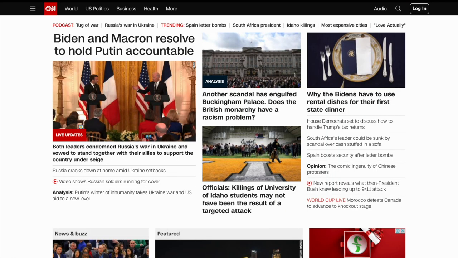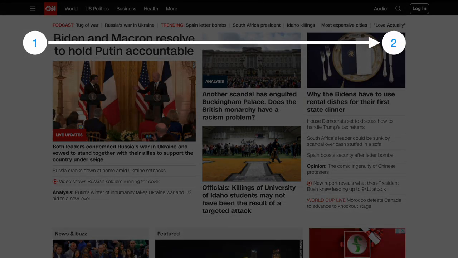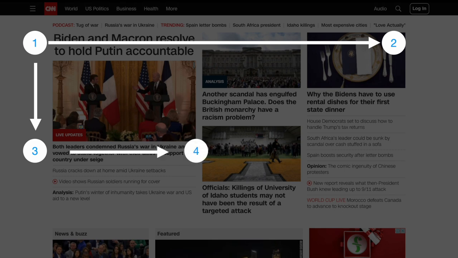Let's see how the F-shaped pattern works on the CNN website. When visitors land on a CNN page, they first read a horizontal movement across the upper part of the page. This eye movement forms the top part of the letter F. Next, they scan a vertical line down to the left side of the screen, looking for points of interest on the page. When they finally find something interesting, they read a line and their eye movement forms a second horizontal line of the letter F.